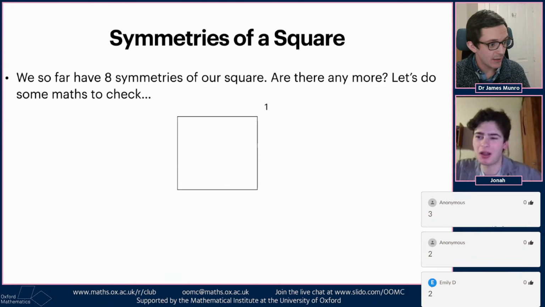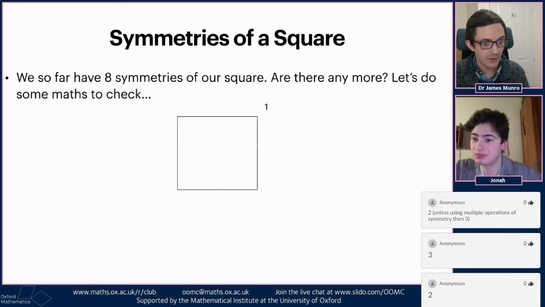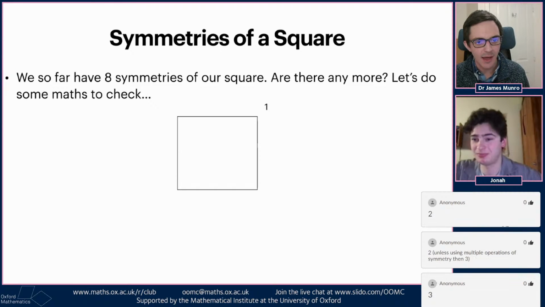Suggestions in chat here. I've actually got all the numbers between 2 and 3 inclusive. I can't quite remember how you phrased the question. But was it how many possibilities are there for the next corner? Yeah, how many possibilities are there for which corner 2 could go to? Yeah, so this is, I guess, different from a permutations question.